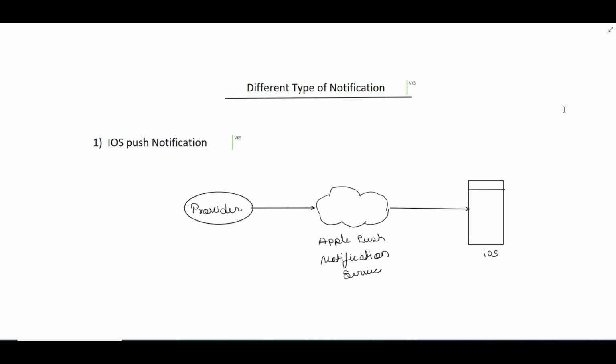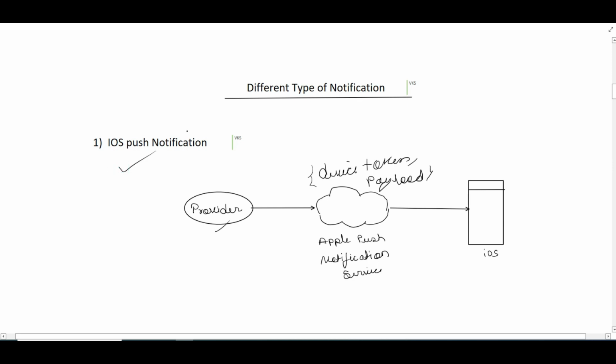So basically, when the provider sends the notification request to the Apple Push Notification Service, it will send the device token to identify the device, and the payload, which is the notification message. Those two details will be sent from the provider application to the Apple Push Notification Service, and that will deliver to the iOS devices. So this is the first kind, the iOS push notification service.